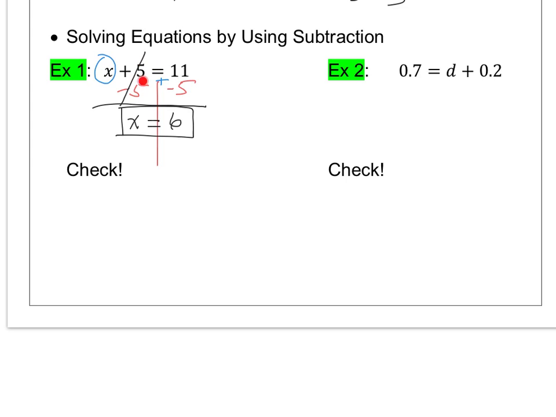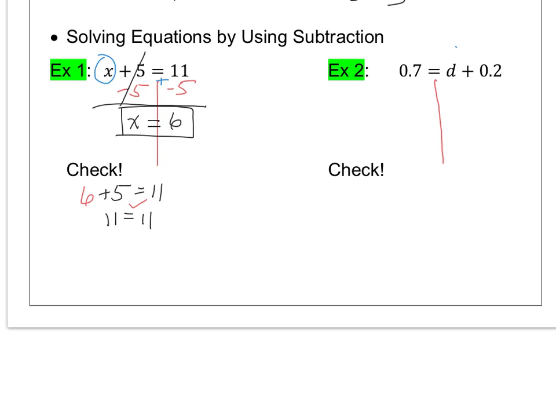Take the original problem right here, and instead of x, you're putting in the 6. So we have 6 plus 5 equals 11. Work the left side. 6 plus 5 is 11. Does 11 equal 11? Yes, indeed. So example 2 has decimals. Again, don't let the decimals freak you out. They're just decimals. So we're going to draw that brick wall straight down.